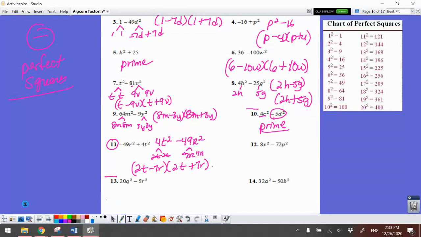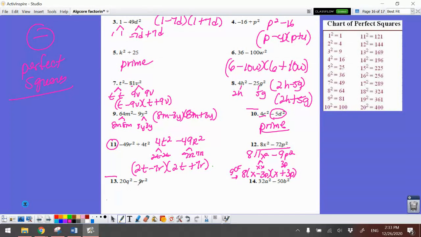Okay, now, if I look at these last ones, I see that I have an 8 and a 72. Well, 8's not a perfect square, but I do know that 8 goes into 72. So what if I take an 8 out? So 8 divided by 8 is 1. So 1x squared minus 9p squared. Well, now I can actually factor. So I factored out a GCF, and I know this is x and a 3p. So my answer is 8 times x minus 3p, x plus 3p. So this 8, this GCF, hangs on.